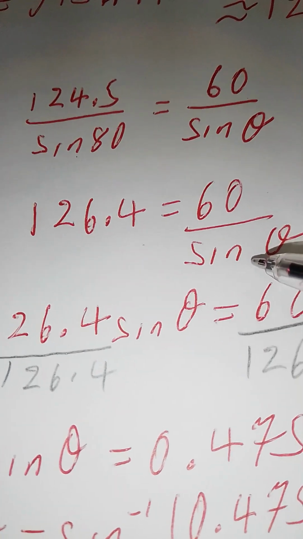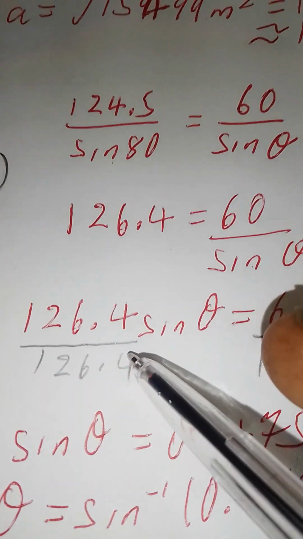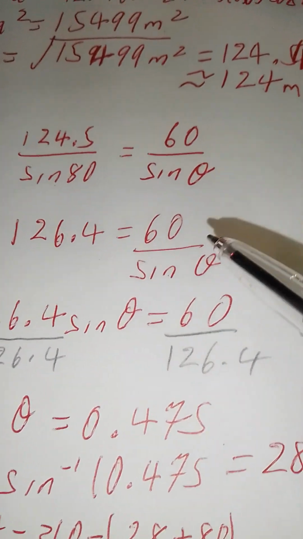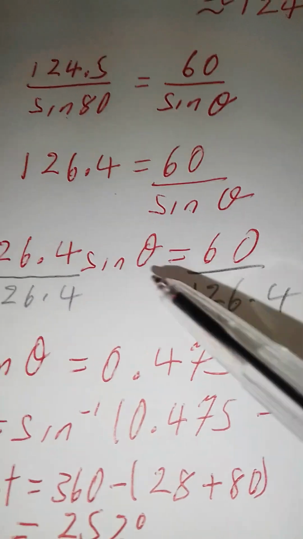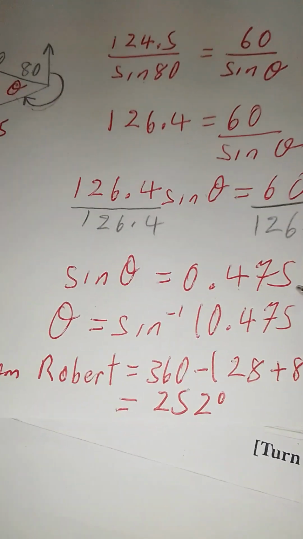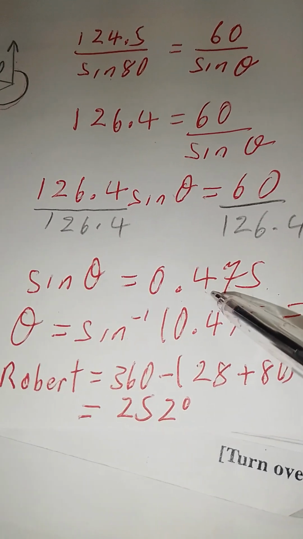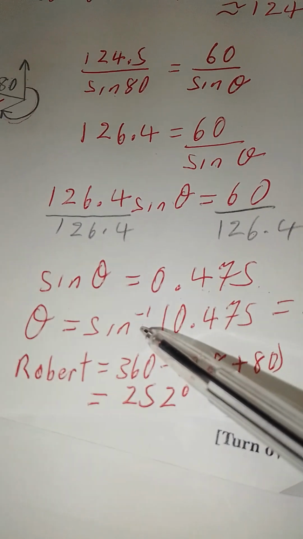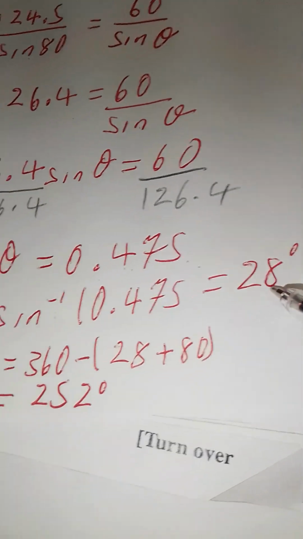Now I'm going to cross multiply. I end up with 126.4 sine theta is equal to 60. Now if I divide both sides by 126.4, I get sine theta is equal to 0.475. So theta is equal to the inverse sine of that. If I'm changing a decimal to an angle, I have to use the inverse trig ratio function. And I end up with the angle being 28 degrees.